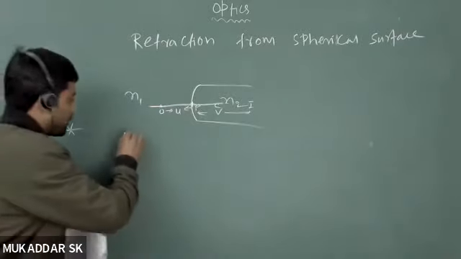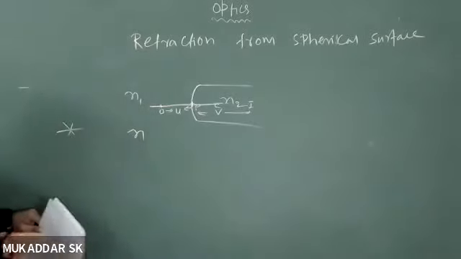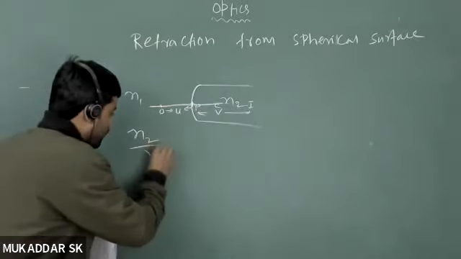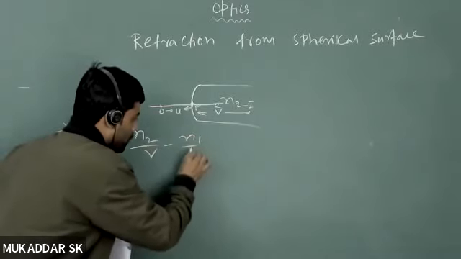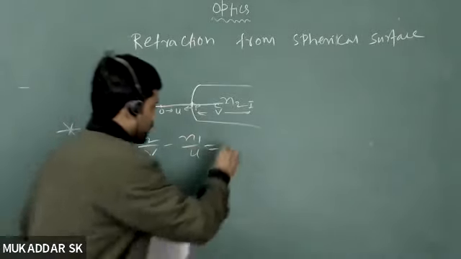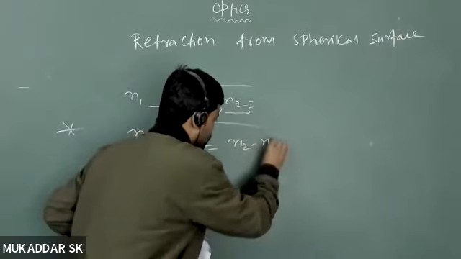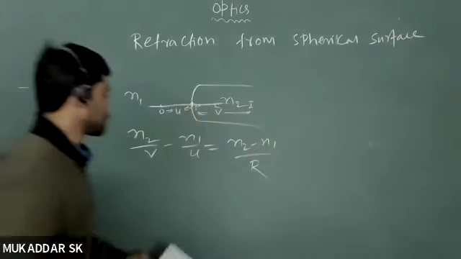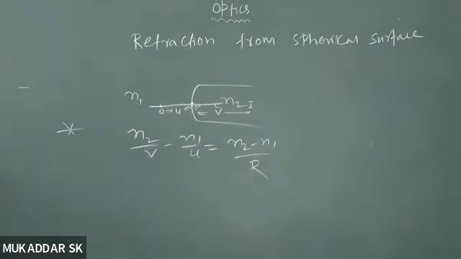I'm not deriving anything because it is a waste of time. So I'll tell you every term. That is n2 by v minus n1 by u, that should be equal to n2 minus n1 by r. Okay. So again, I'm repeating.